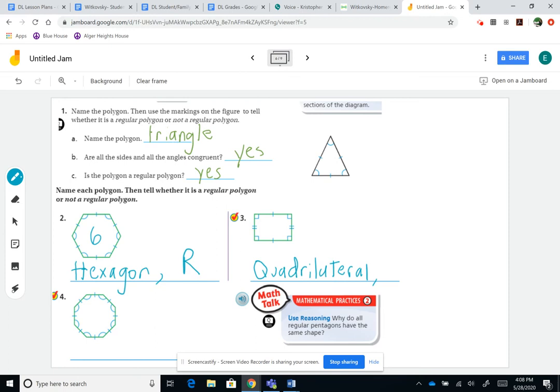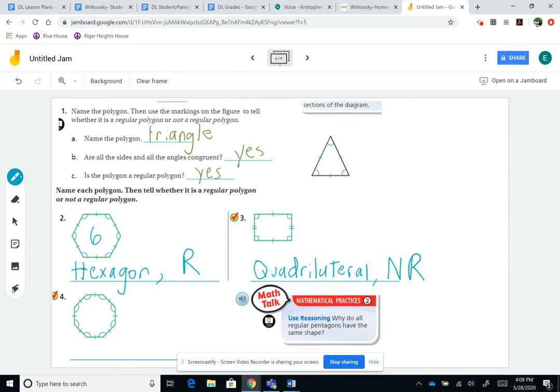Now, each corner has a little square in it. That tells us that each corner has a 90-degree angle. Now, those are all congruent. They're all the same. But if you look carefully at the sides, the top and the bottom have a single hash mark, meaning that they're the same. But the left and right side both have two hash marks, meaning they are the same, but not the same as the top and bottom. So this is not regular. I'm fine if you put NR on your homework for not regular.